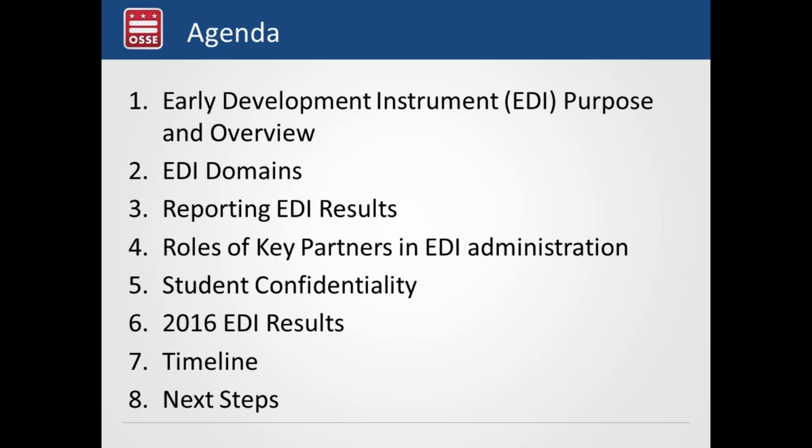So for each LEA or school that participates, you will actually receive a school level report with information specific to your school, which is confidential to your school. So that information you will be receiving as well if you do decide to participate. The 2016 EDI results, so we do have some of our maps in regards to the domains and the vulnerabilities of students in DC, the timeline in regards to participating, and then lastly, the next steps if you do decide to participate.